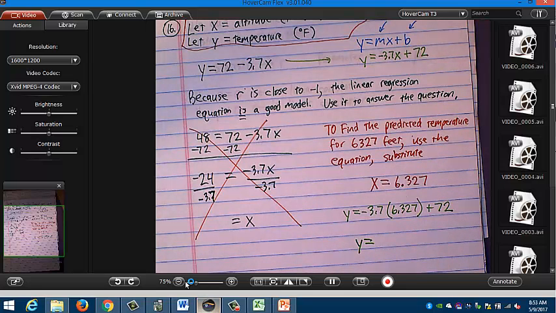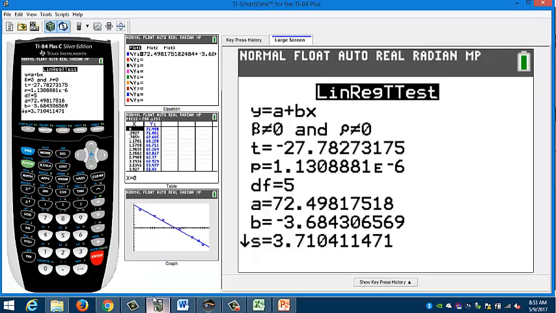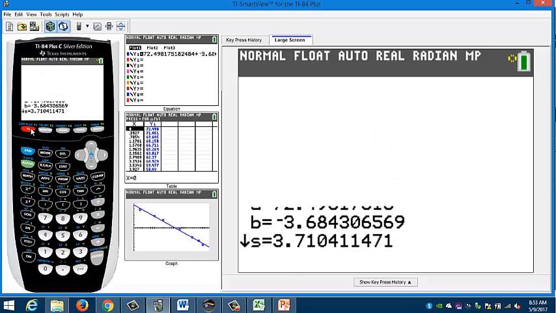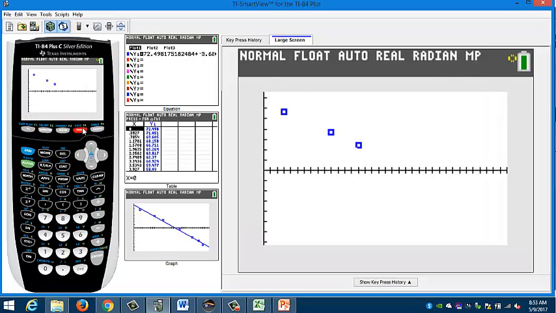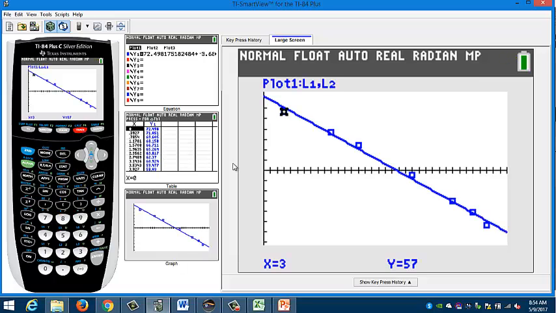So, on the calculator, this is actually really cool. If you already have it in the y equals screen, and you have a graph, right? So here's your graph. You could actually plug in 6.327, and that's the output right around there.